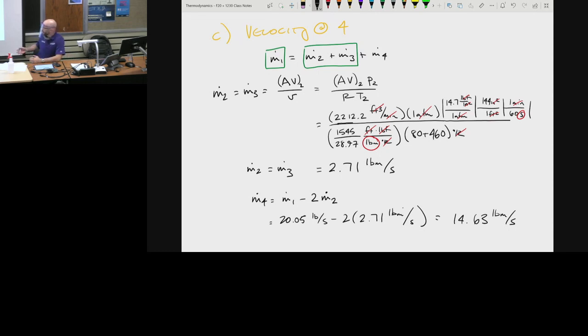And I could check that just to be sure. 14.63 plus 2.71 plus 2.71 has got to equal 20.05. Has to. That's the whole purpose of this mass continuity. Has to, and it will. Okay?